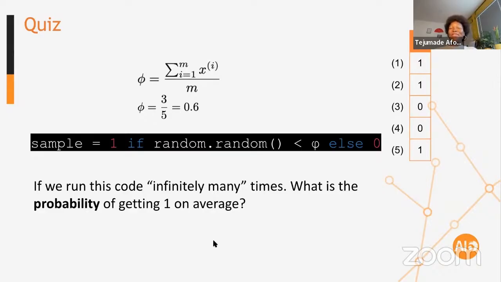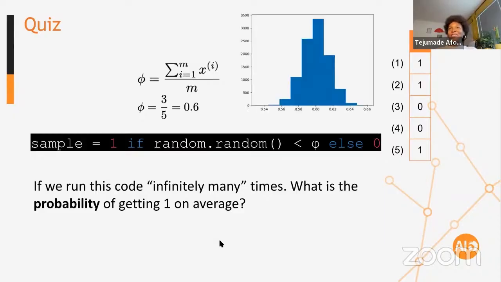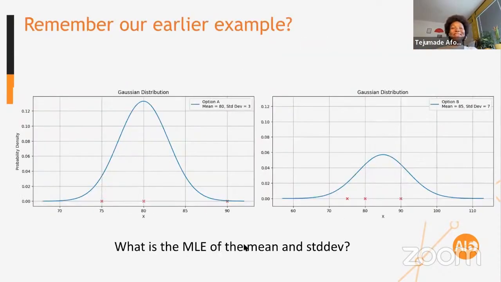If you do this infinitely many times, the probability of 1 is going to be 0.6. And you can try it out. This is also the property of Bernoulli. The expectation over a lot of these samples gets you back to 0.6. Expectation is essentially the same as a probability. You will get a lot of different values, but if you look at the mean of it, it should be 0.6. Okay. So let's come back to our earlier example from this Gaussian distribution.